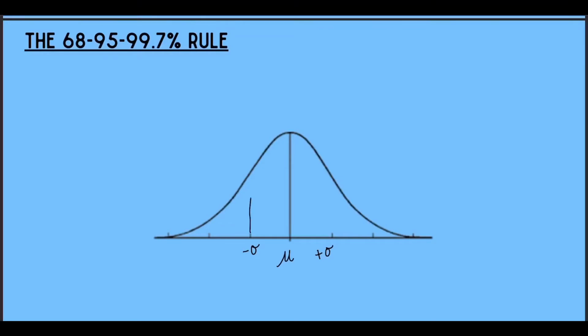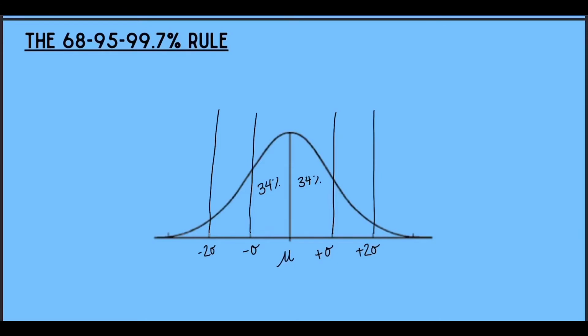So that would be 68% of our data living within that range. So 34% and 34% within this range. Now we also know that 95% of our data is within 2 standard deviations. So we have plus 2 standard deviations to get here and minus 2 standard deviations to get here. And that'll give us 95% of our data.